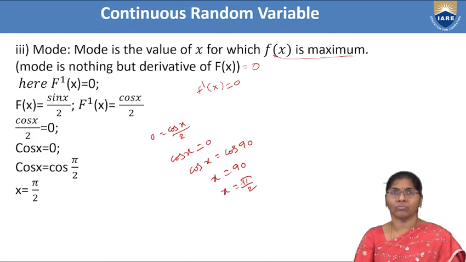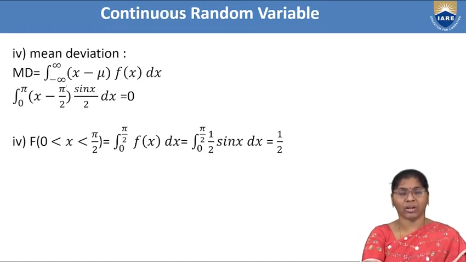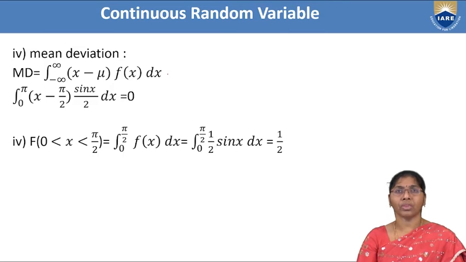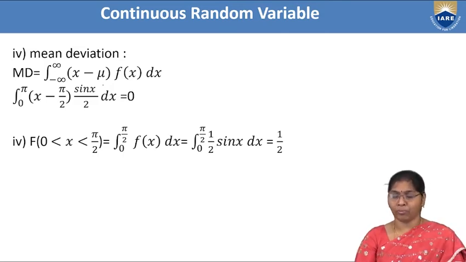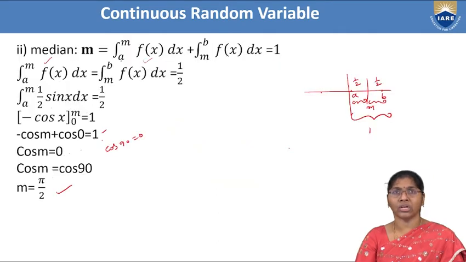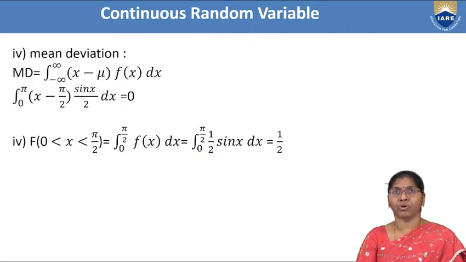That is the mode. Next one, mean deviation. Mean deviation about the mean, the formula is the integral from minus infinity to infinity of mod x minus mu into f of x dx. Here mean mu equal to pi by 2. In the first condition we found the mean, that mean mu equal to pi by 2. Finally we get mu equal to 1 by 2.